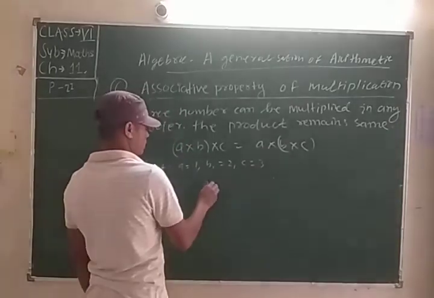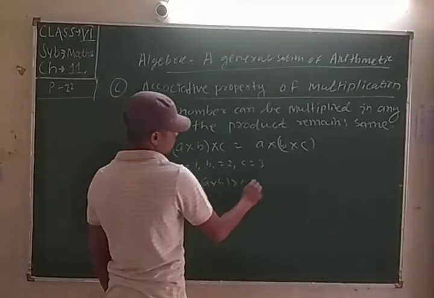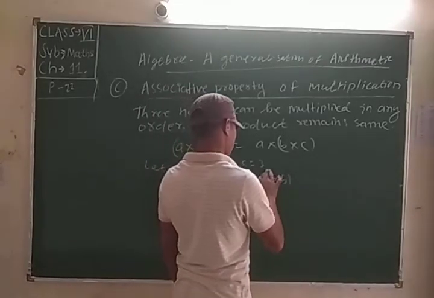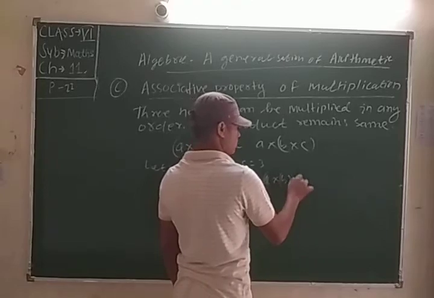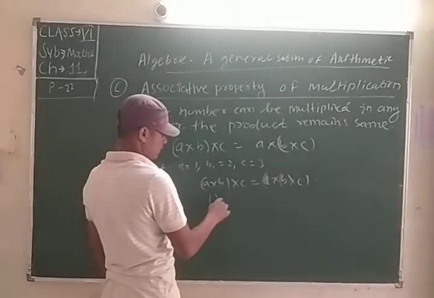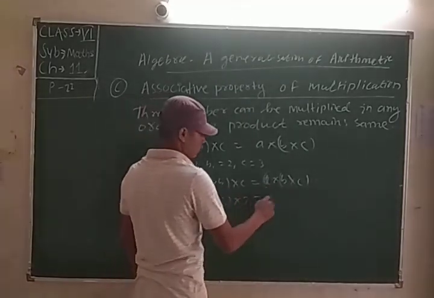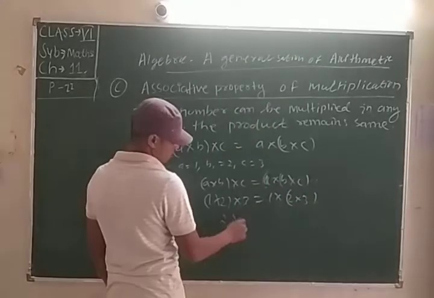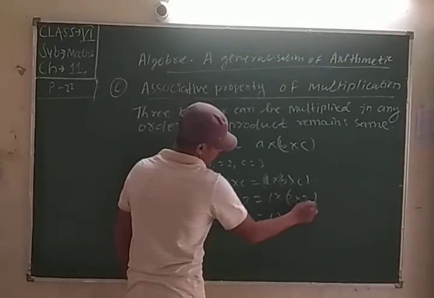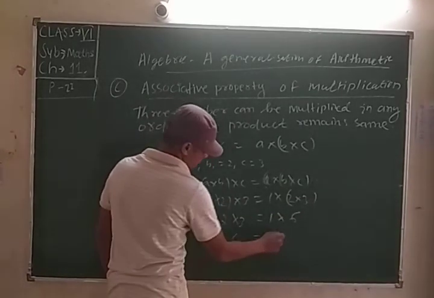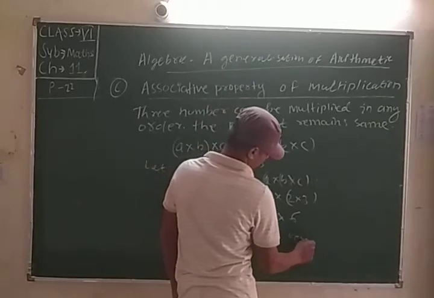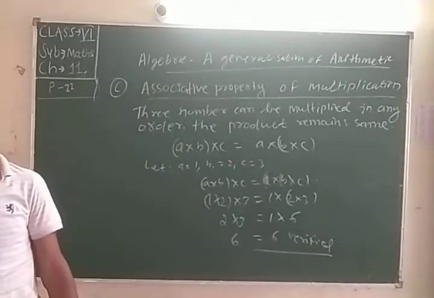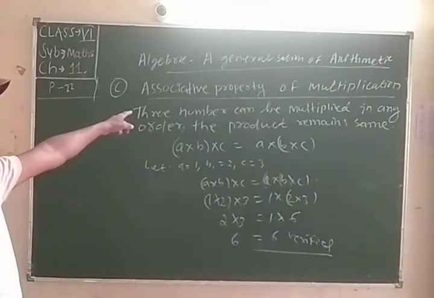According to the question, A into B into C equals A into B into C. Here 1 into 2 into 3, 1 into 2 into 3. Now 2 into 3 is 6, and 1 into 6 is 6. Verified. Here also LHS is equal to RHS, that means the number holds true for the associative property of multiplication.